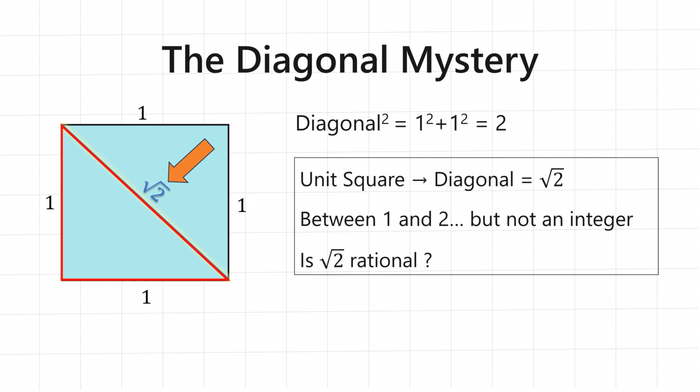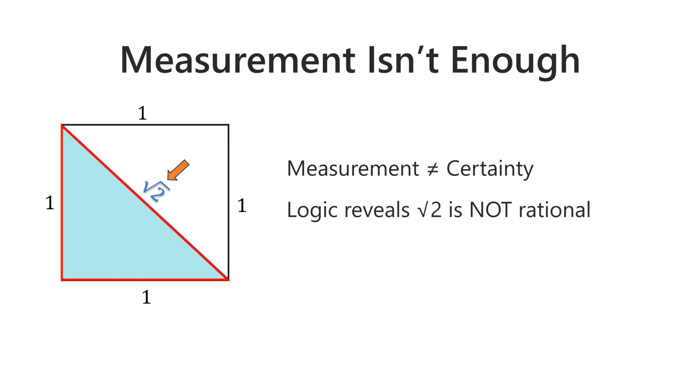But is it a clean fraction? Or is it hiding something deeper? You can draw the square perfectly, you can measure the diagonal perfectly, but accuracy of measurement is limited by precision of rulers. To crack this mystery, we switch from rulers to pure logic. And logic reveals something wild. Square root of 2 is not rational at all.